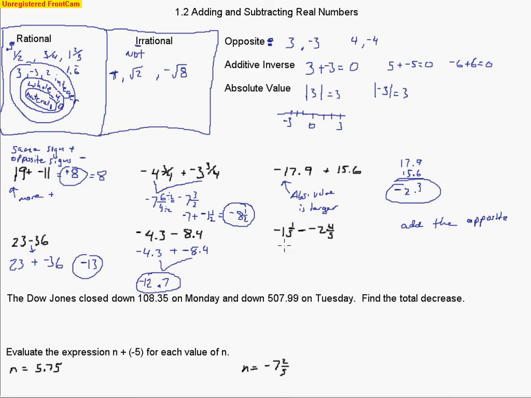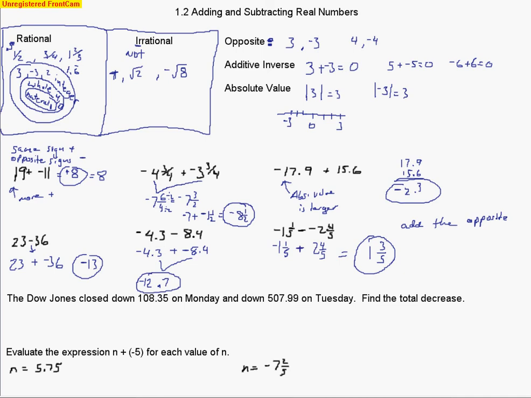And the next one here, we're going to keep the first number the same, change the subtraction to addition, next number to its opposite. So it was negative 2 4/5, now it's positive. So we have opposite signs, so we need to subtract. So when I take away the 1/5 from the 4/5, that leaves me with 3/5. When I take away the 1 from the 2, that leaves me with 1. So 1 3/5. Positive because there's more positives than negatives.